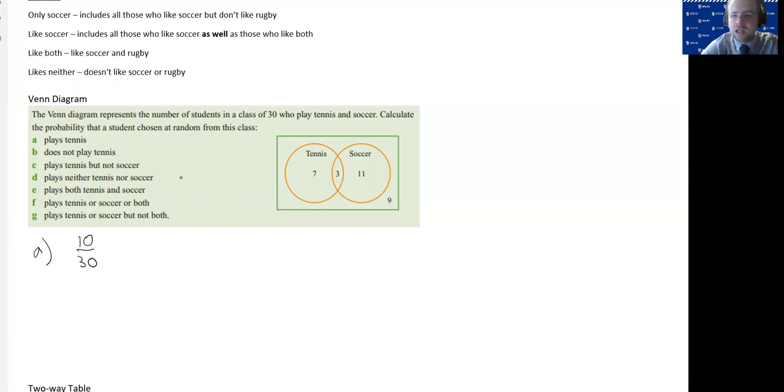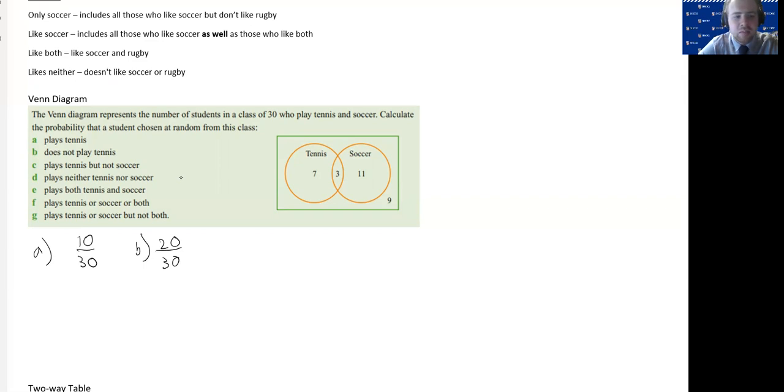Or you could just think of it, well, if 10 people play tennis, then those who don't play tennis, it's going to be 20, okay? So 20 out of 30 will be those who do not play tennis. Now, the other way we could work that out is we could work out the people who play only soccer or who play neither and add those together. So 11 plus 9 would also give us 20 out of 30.